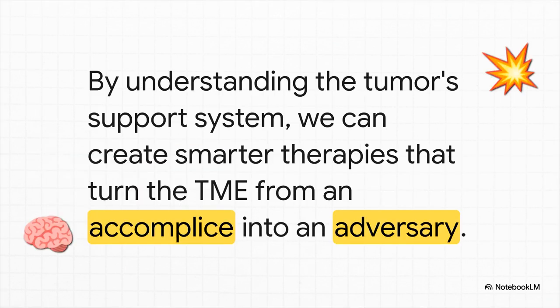So here's the crucial takeaway. The tumor microenvironment, for all its complexity, isn't an unbeatable fortress. It's a biological system, and like any system, it has rules, it has dependencies, it has vulnerabilities. By painstakingly mapping those rules, we can develop much smarter, much more precise therapies. We're moving beyond just trying to poison the cancer cells. We're learning how to turn the entire ecosystem against itself, to flip the TME from being the tumor's greatest accomplice into its most fearsome adversary.